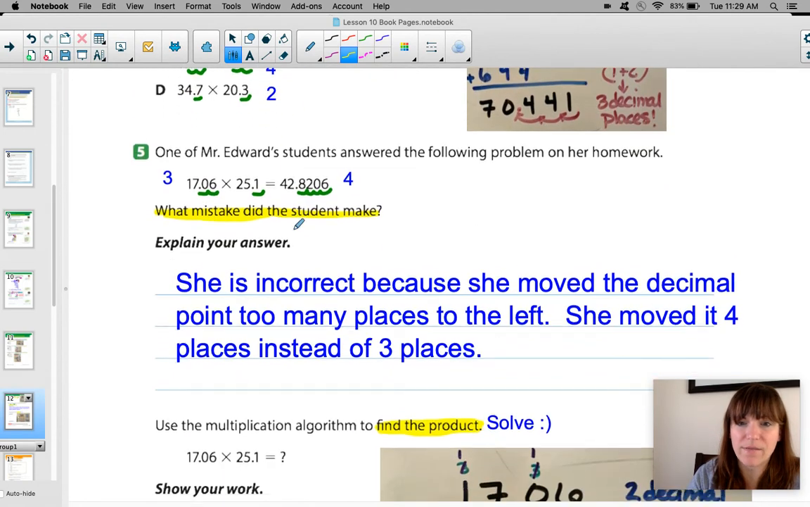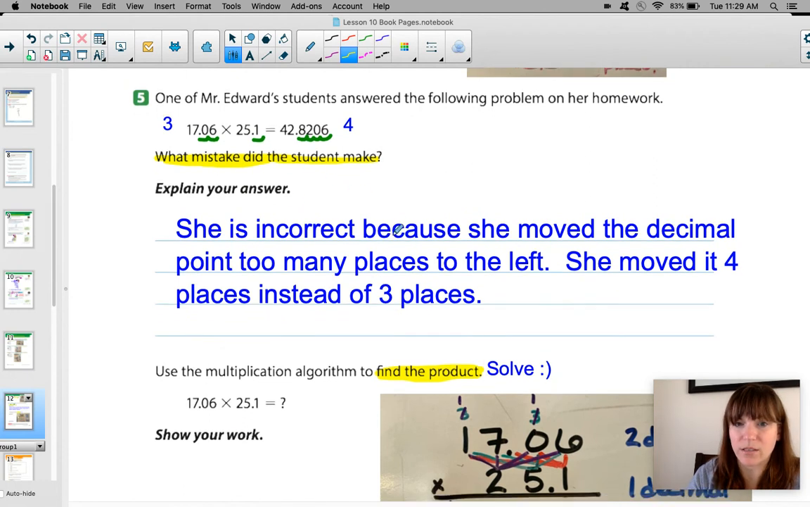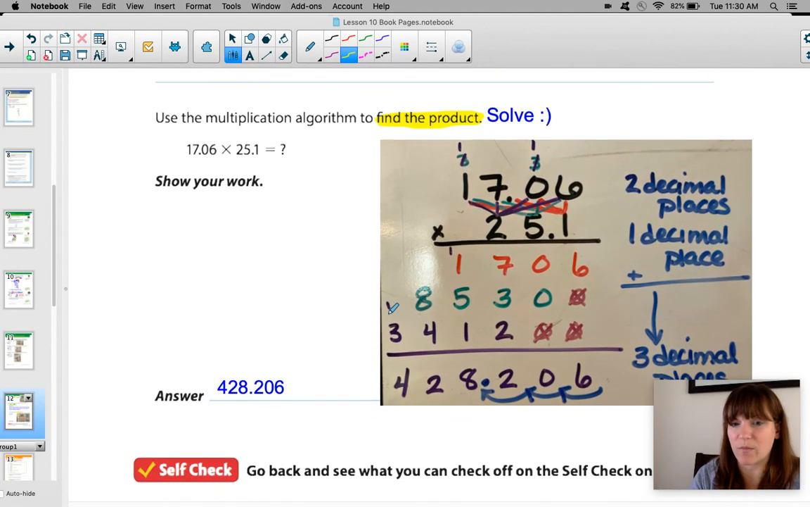So number 5, the last one. Also, I found the incorrect mistake made by counting the decimal places. So you'll notice I'm counting the places in the factors 1, 2, and then adding one more to get 3. And there are 4 spaces to the right of the decimal here. So I know that she moved the decimal point too many places to the left, and it should have been 3 instead of 4.